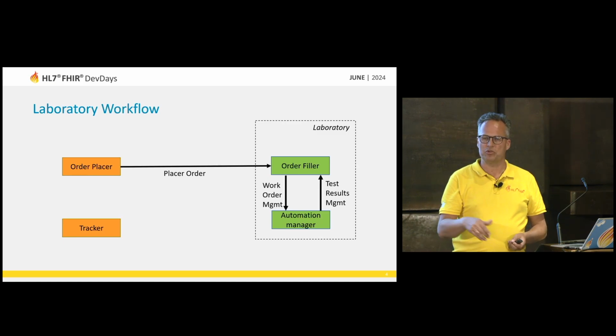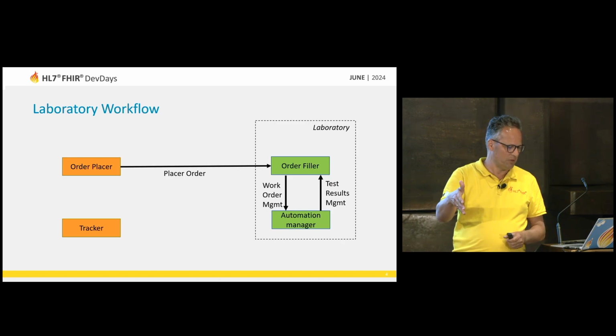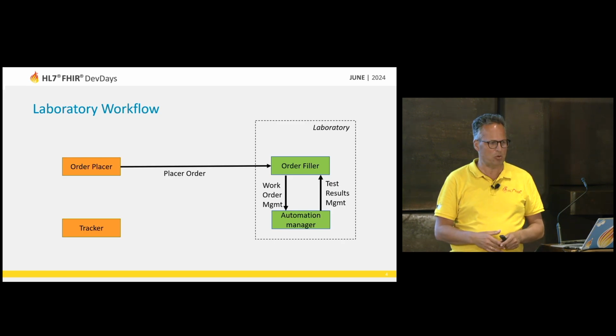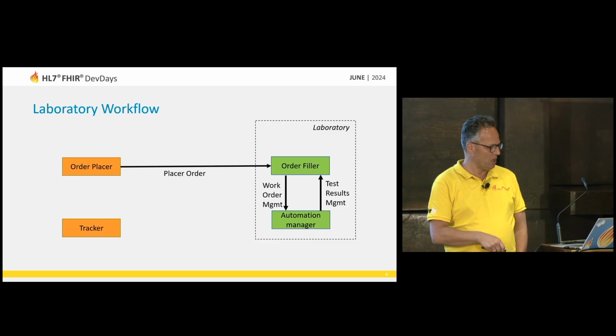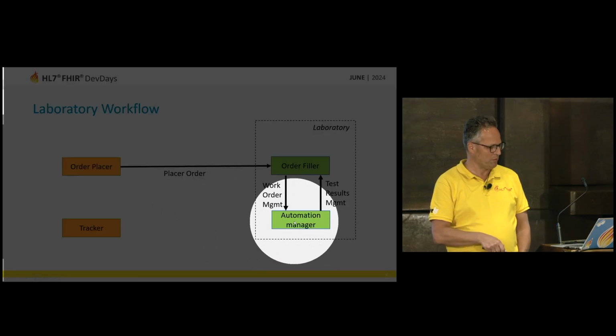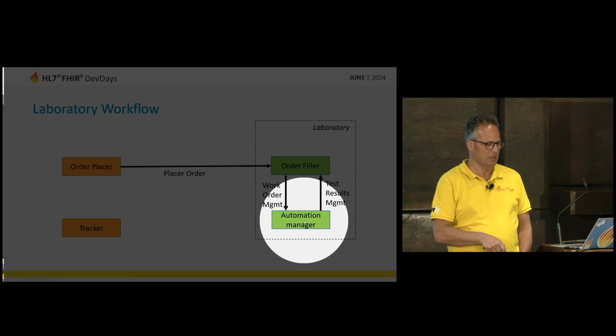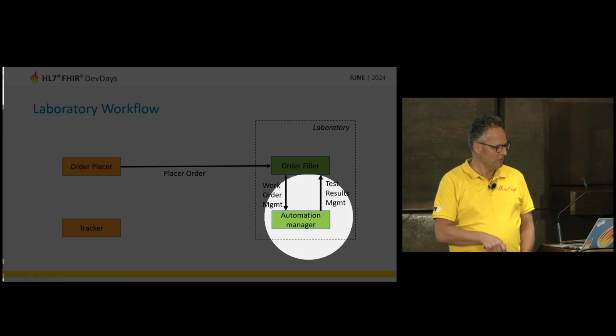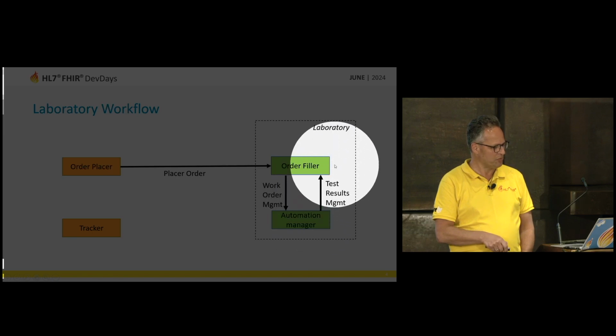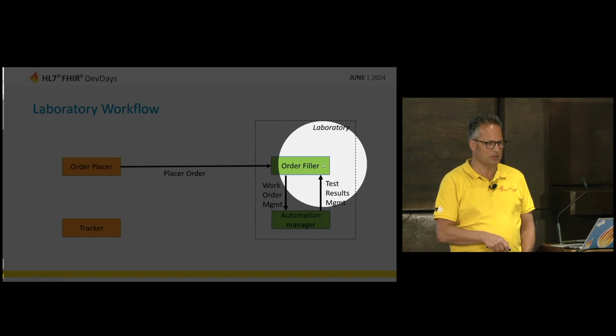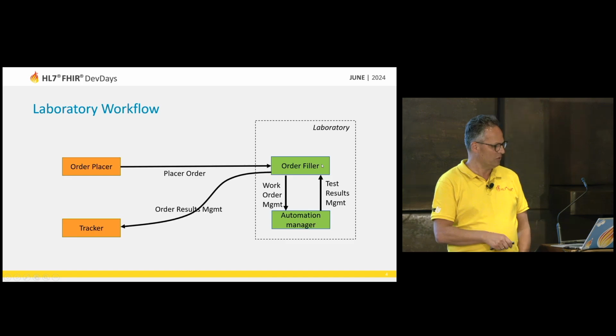Then they insert the test tube with the barcode in our lab equipment, the automation manager, and the automation manager will then ask the order filler, what am I supposed to do with this test tube? Because these are so powerful nowadays, they can do lots of different tests. So you first find out what you are supposed to do with this, you create a test result which is validated in the lab system, and then the result is forwarded to the tracker.